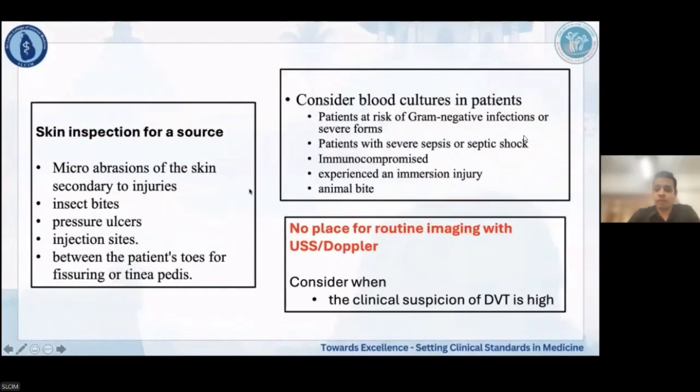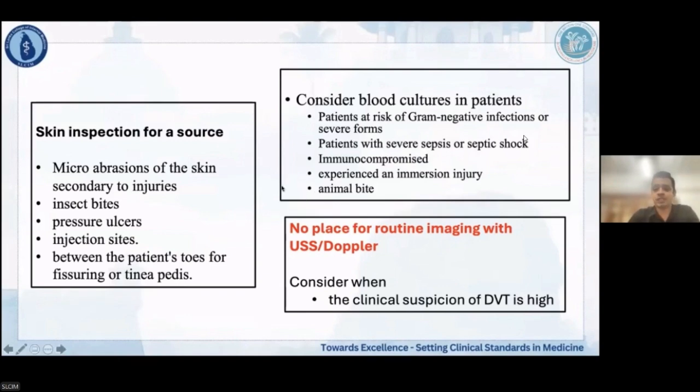In this particular patient, in your clinical assessment, you need to inspect the skin, looking for a source of infection: maybe a microabrasion in the skin due to injuries, insect bites, pressure ulcers, injection sites, or tinea pedis or fissures between the toes, which can be the culprit source for the infection.